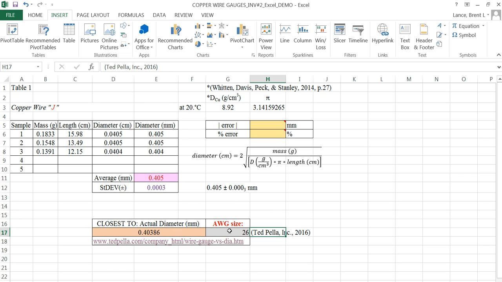And then, so according to your data, this is the average millimeter thickness or diameter, and this is the closest thing to it on the website, and that corresponded to gauge 26. That's where I got that from. Calculate how close the experimental value is to the actual diameter. I need to find the absolute value of the error right here.